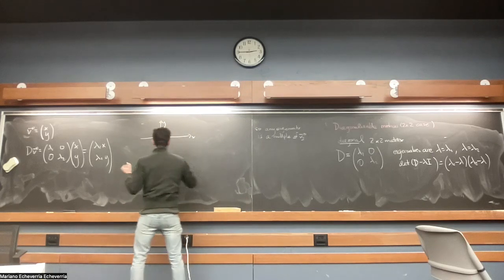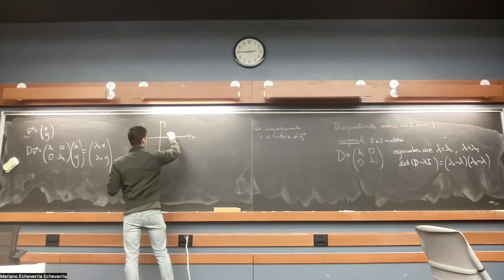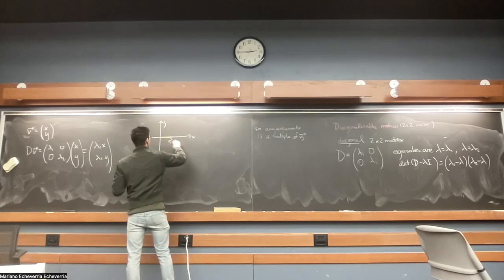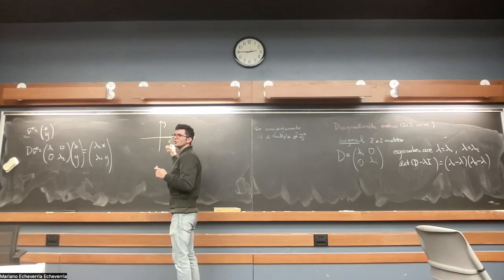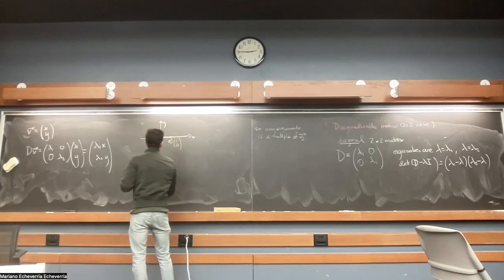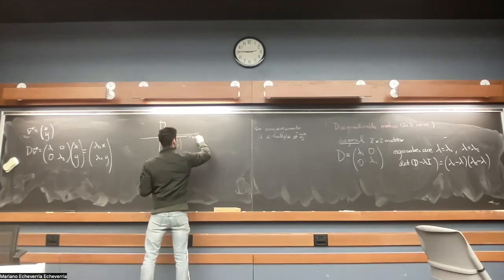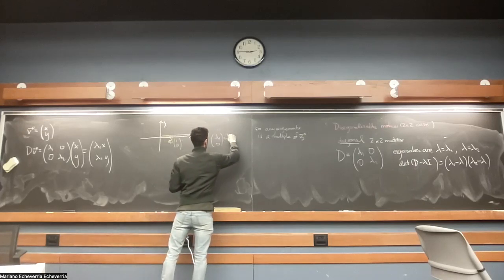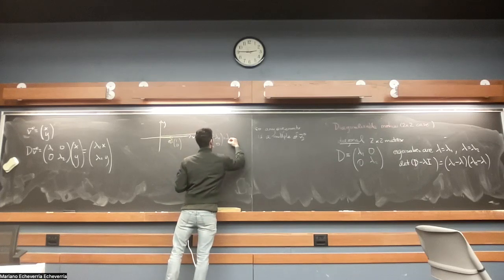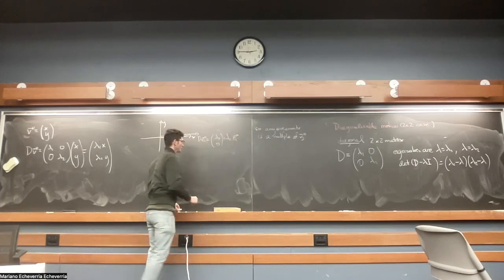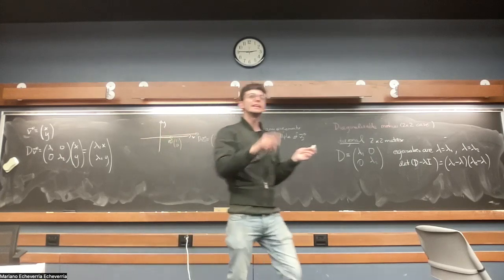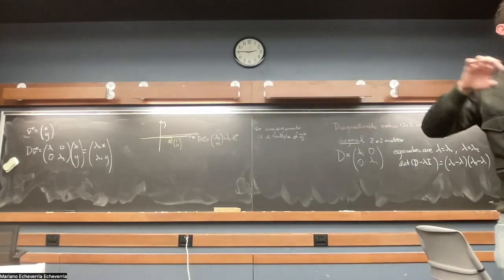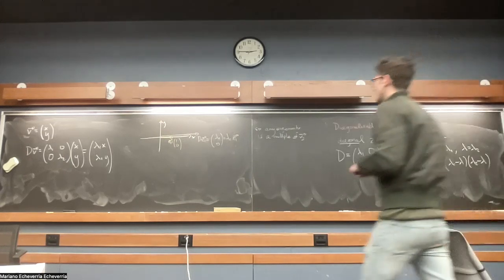To make it more concrete, take the vector 1, 0, and multiply it by the diagonal matrix. The only thing that happens is that the first entry becomes multiplied by lambda 1. So this is just lambda 1, 0, which is the same as lambda 1 times e1. What that is saying is that e1, the vector along the x-axis, is an eigenvector for that eigenvalue.